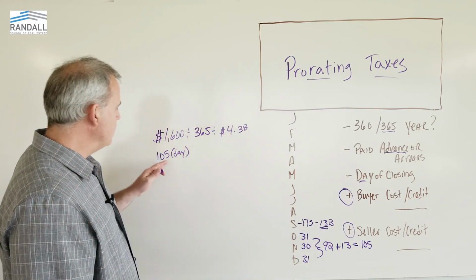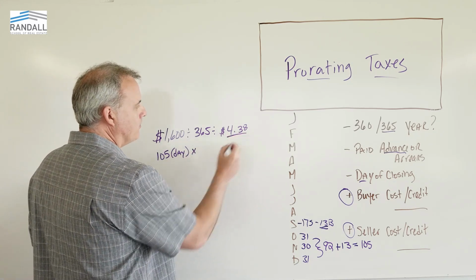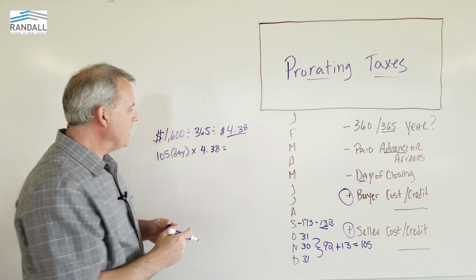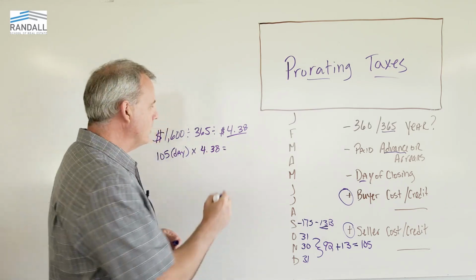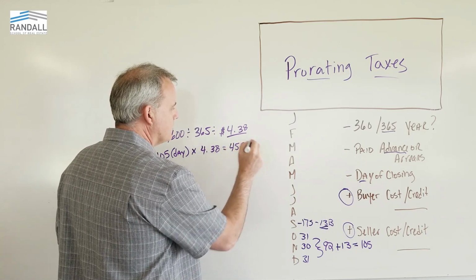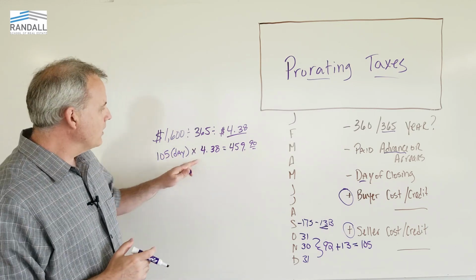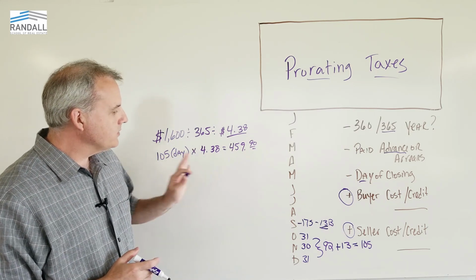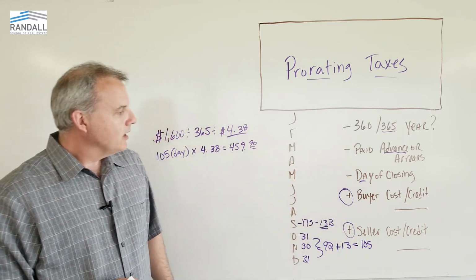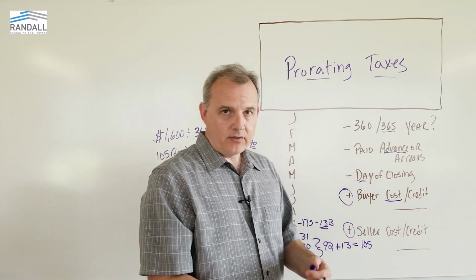All right, so we take the number of days, 105 days, and we multiply that by our per diem rate of $4.38. And that gives us a grand total of $459.90, if I've done the math correctly, and I believe that I have. $459.90. So the answer to our question here is the buyer is going to have a cost or a debit.